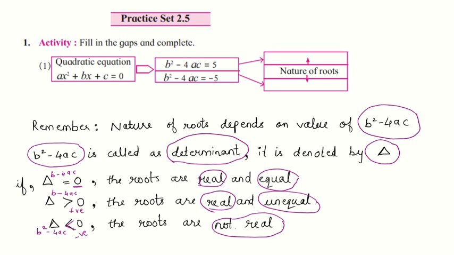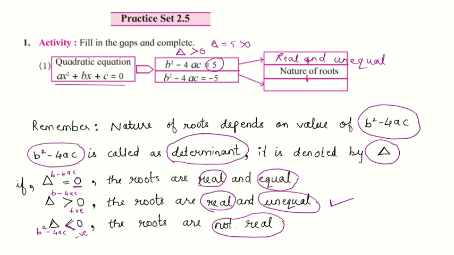So here if you look at the quadratic equation ax square plus bx plus c is equal to 0, on solving, the value of b square minus 4ac is greater than 0, that is delta is equal to 5, which is greater than 0. As it is greater than 0, the nature of the roots is real and unequal.